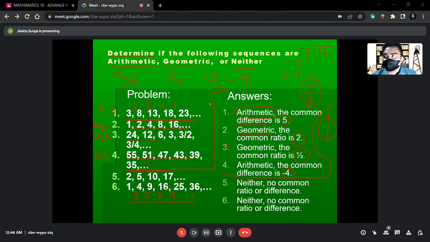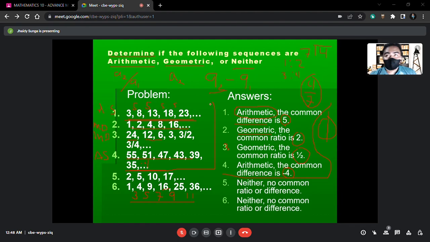But when a number was multiplied by a fraction, most likely a proper fraction, no? If we multiplied it by a proper fraction, the sequence most likely is decreasing, right? But if you have an improper fraction, like 9 over 4, in that case you have 2 and 1/4.